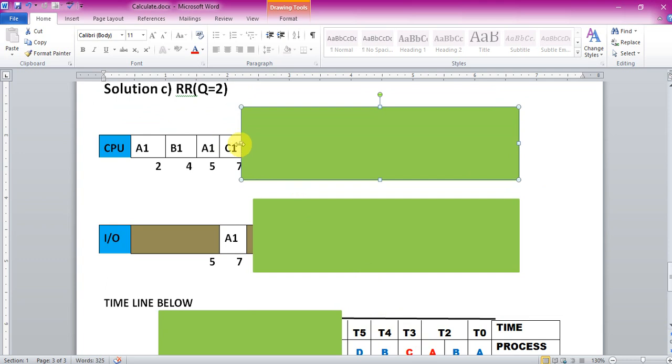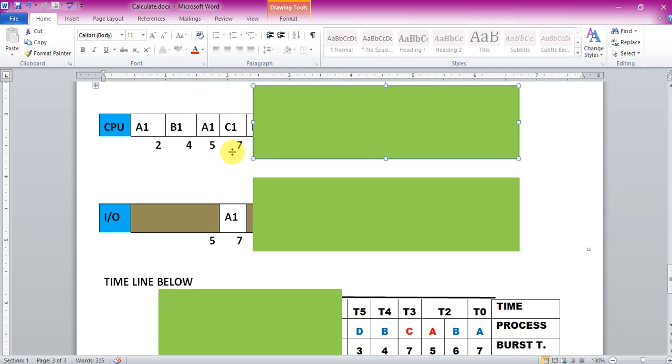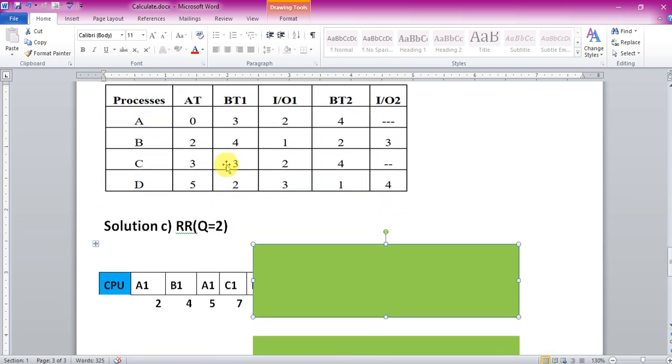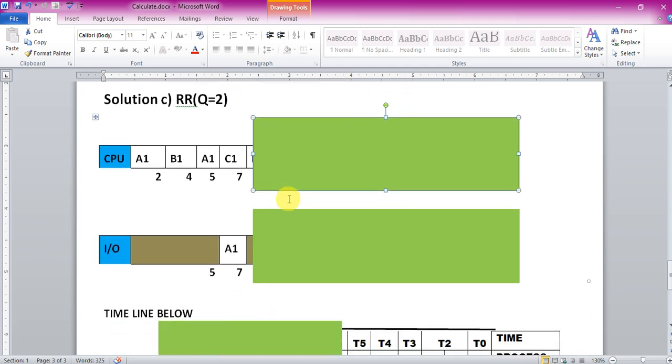Completing 2 units means only the required amount. This 2 units of time is required for C. So from 5 to 7, C is in the CPU requesting. Is 2 units enough for C? No, C needs 3 units to get its IO request.